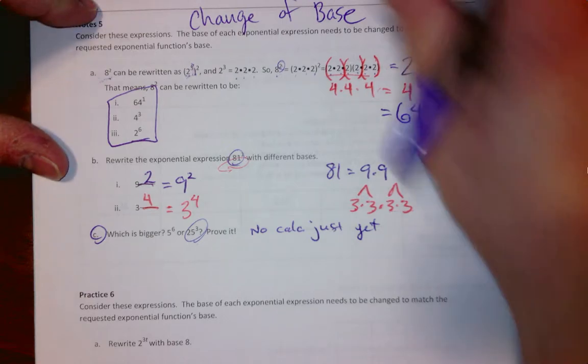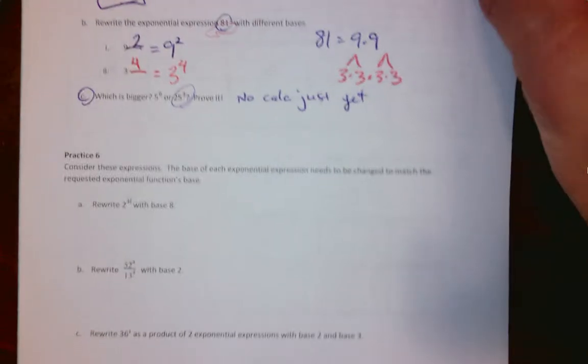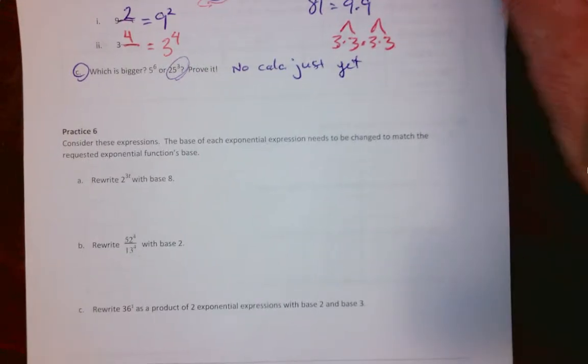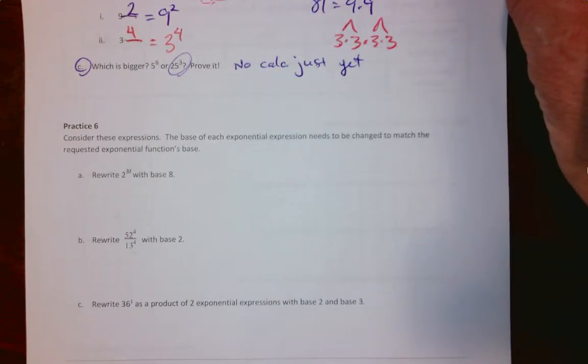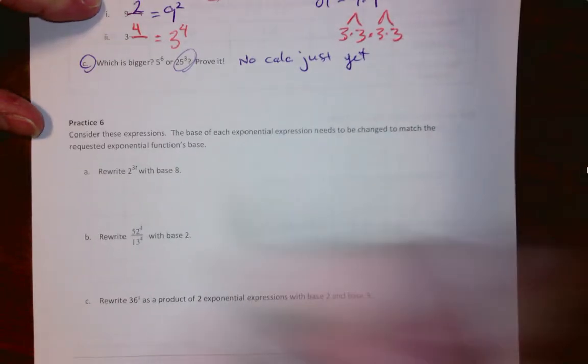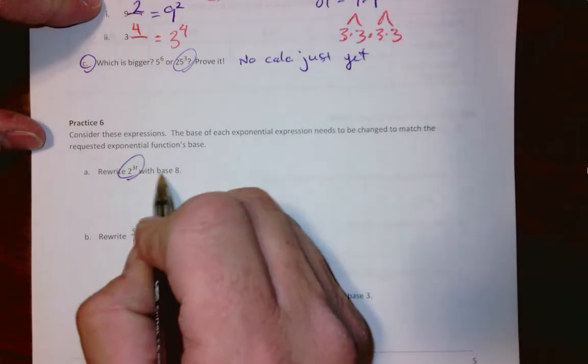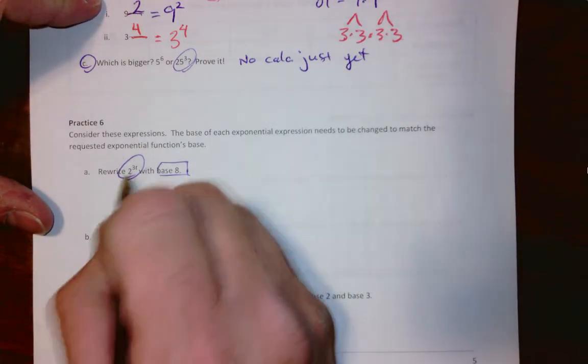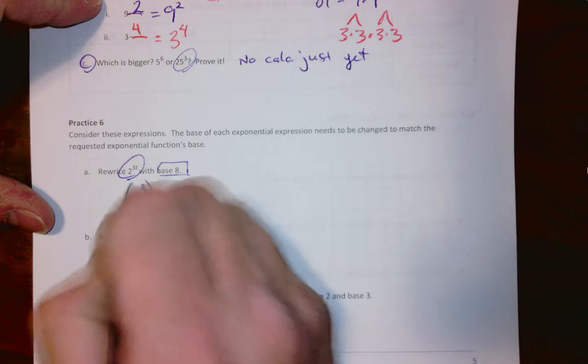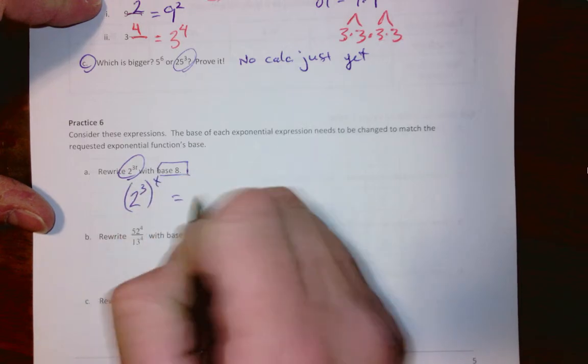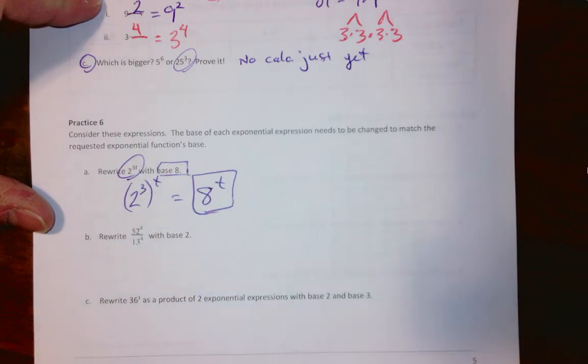Okay, so in the practice, consider these expressions. The base of each exponential expression needs to be changed to match the requested exponential function's base. So here is a function. We've already more or less discussed it, but the point is that 2 cubed to the power of t means you have 8 to the power of t.